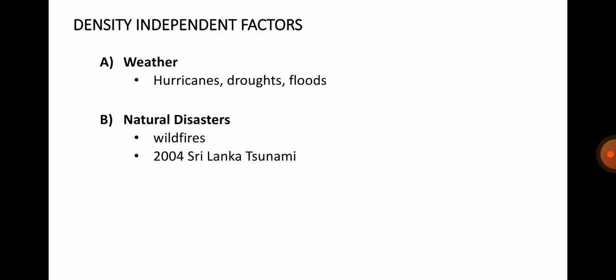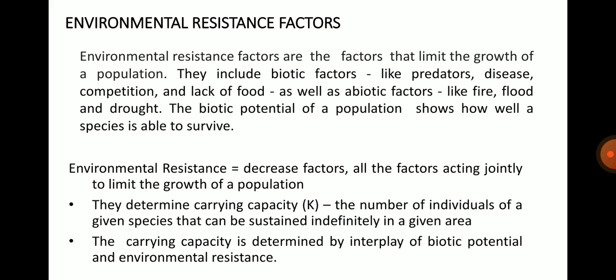Some density independent factors are weather, in which you categorize hurricanes, droughts and floods, and natural disasters such as wildfires and tsunami. To know about environmental resistance factors, as we have already discussed, environmental resistance factors are the factors that limit the growth of a population. They include biotic factors like predators, disease, competition, parasitism and lack of food, as well as abiotic factors like fire, flood and drought.